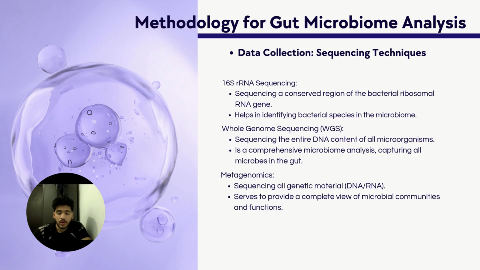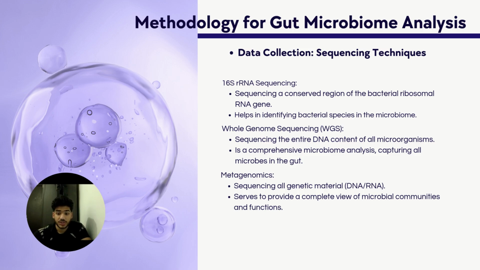Starting with sequencing methods used in gut microbiome analysis, the three main methods are 16S rRNA sequencing, whole genome sequencing, and metagenomics. Now, 16S rRNA sequencing targets a conserved region of the bacterial ribosomal RNA gene, allowing us to identify bacterial species present in the sample. It's cost-effective and provides insights into bacterial composition.